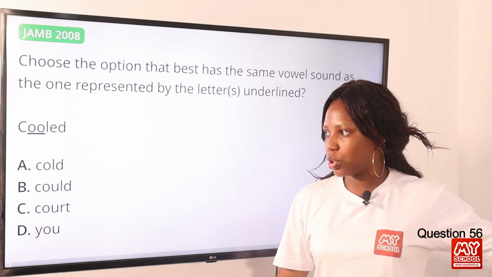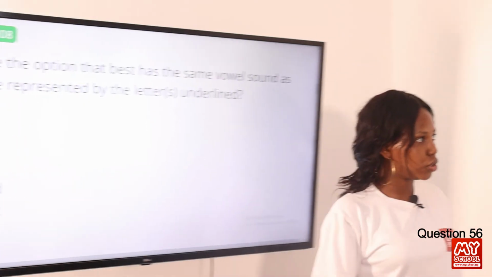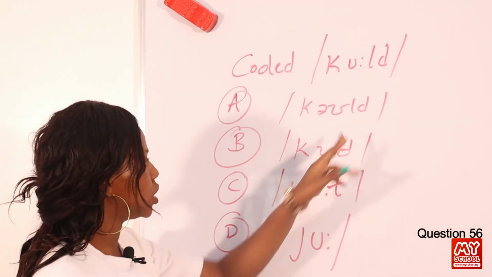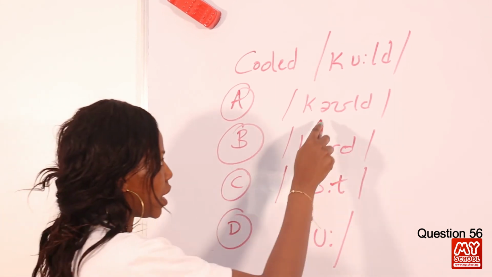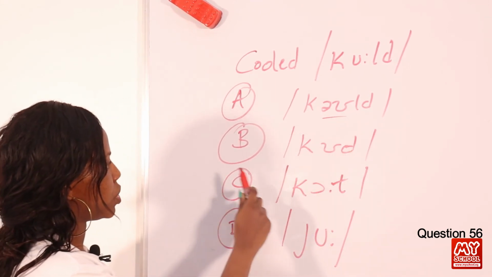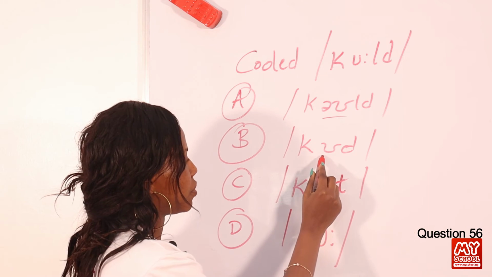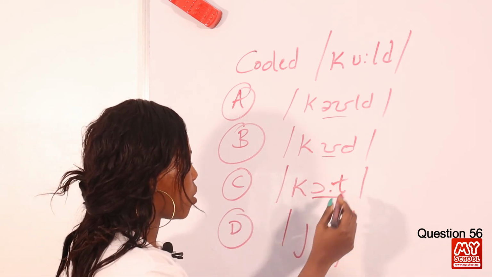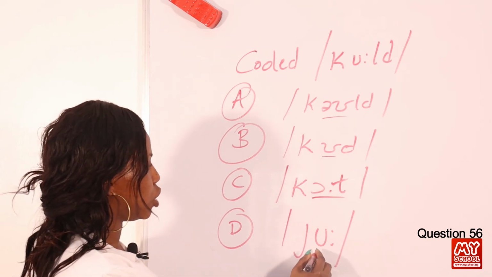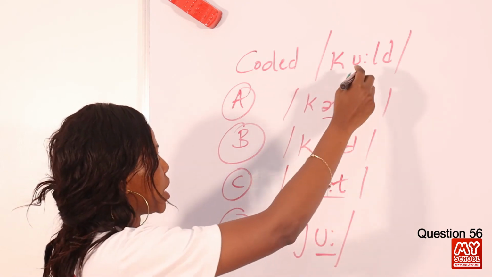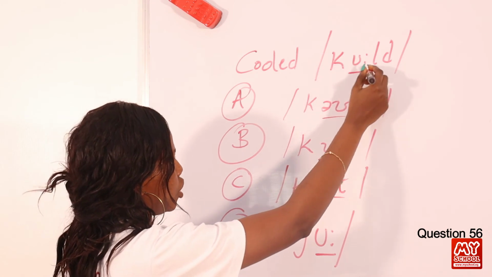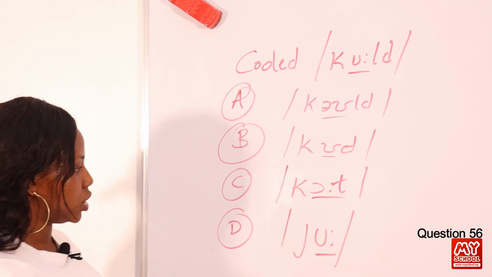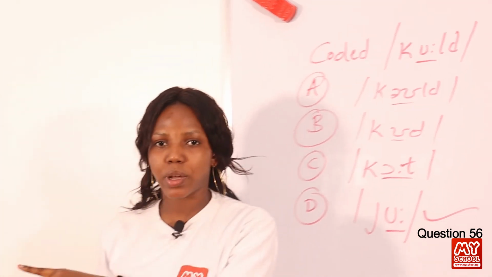Now let's go back to the board to check the transcription of this option. So option A, we have cold, and you have a diphthong. Option B, we have cold, and what we have here is the short O sound. Option C, we have cut, the short sound, and option D, we have the long O sound, which is equivalent to what we have in the question. So we have the long O sound here. Option D also has the long O sound. So this is correct. Now let's go back to the screen.